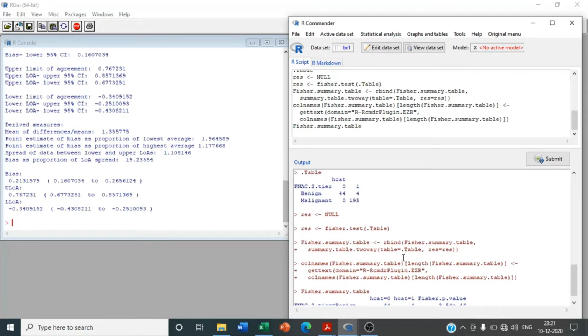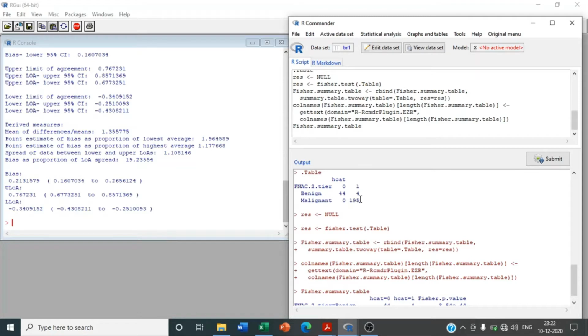For benign cases, 44 of the 44 cases which were diagnosed as benign on FNAC were benign on biopsy as well. However, 4 cases which were diagnosed as benign on FNAC turned out to be malignant. For the cases which were given the category malignant on FNAC, none turned out to be benign on biopsy. But all 195 of the malignant cases diagnosed on FNAC turned out to be malignant. One on HCAT is malignant.